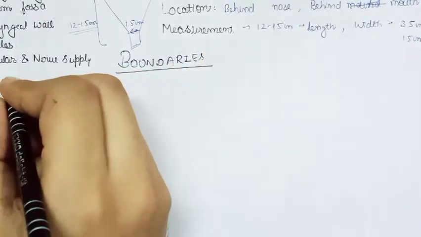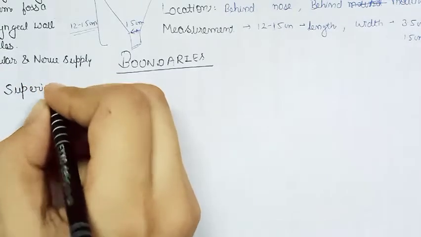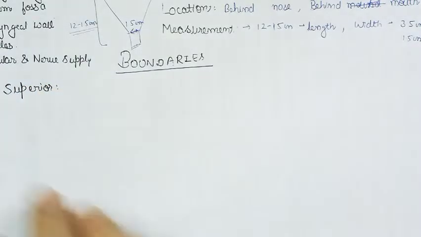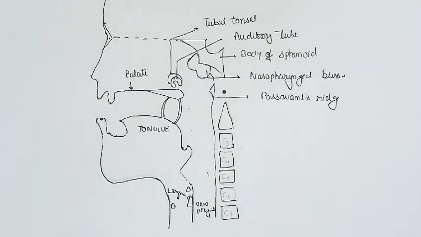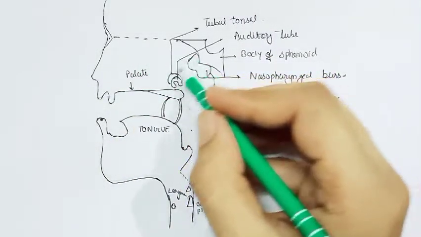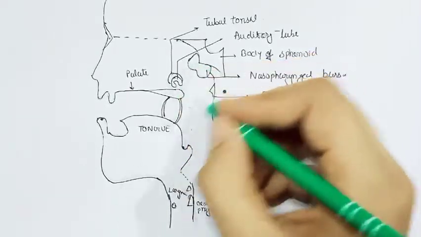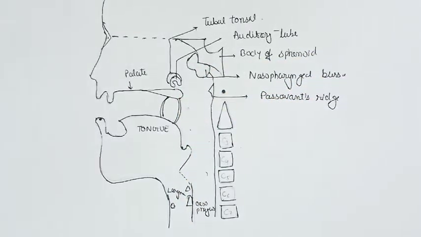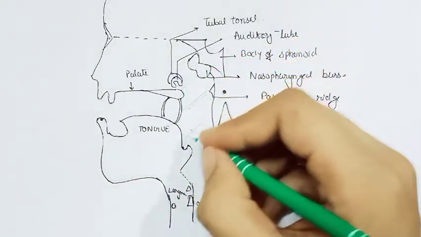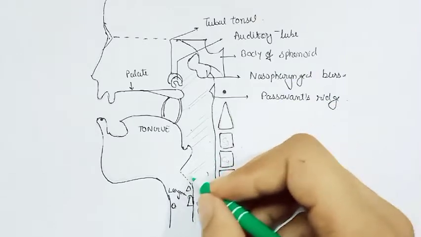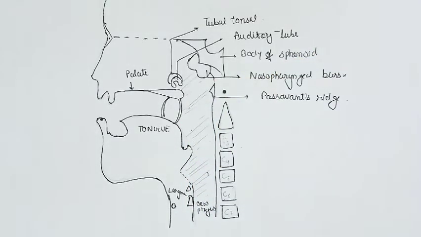So we have a superior boundary. So let's have a look at the diagram. What structures constitute the superior boundary? So what is actually the pharynx part? See, here we have the pharynx part, all these structures. So at the back of the nose, mouth, and here is the larynx. At the back of the larynx, all this part is the pharynx.